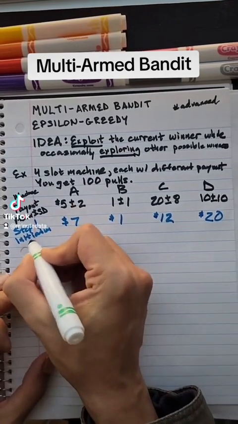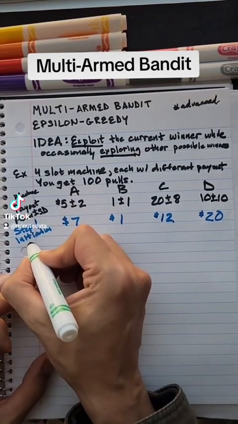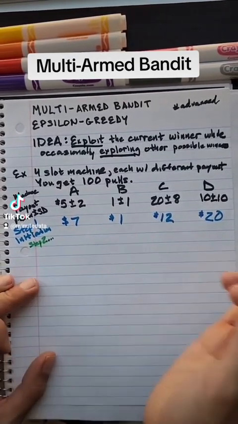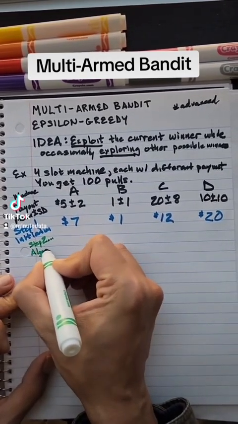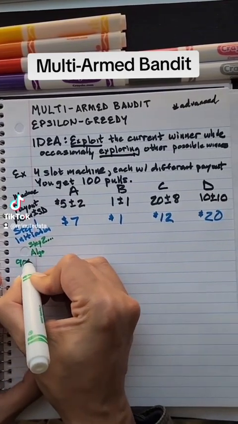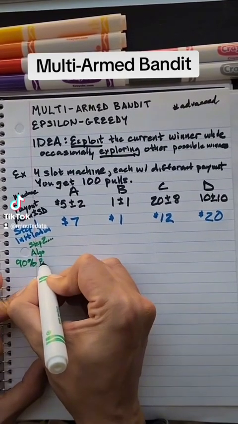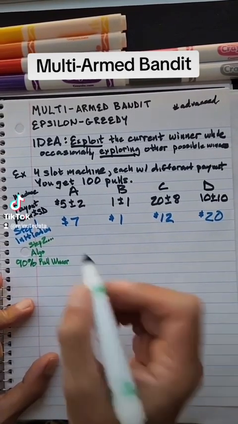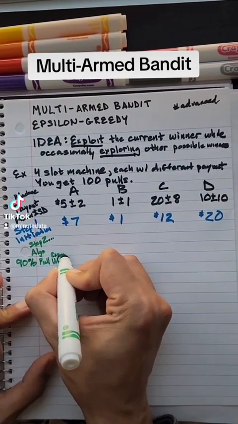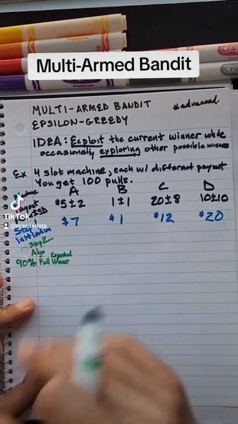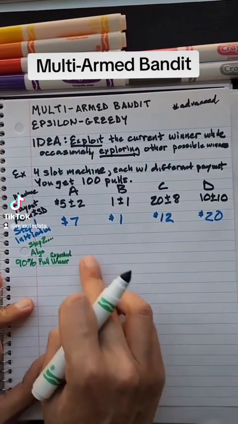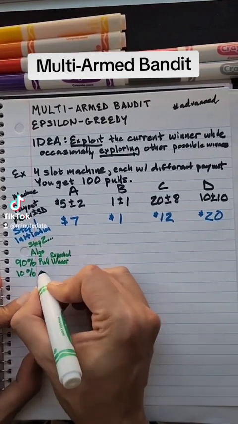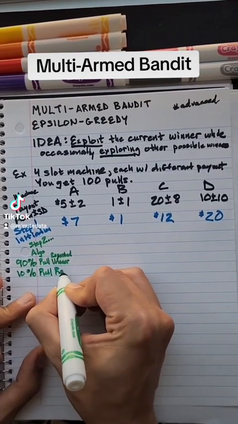Now, step 2 onward is going to be the algorithm. The algorithm is that 90% of the time, pull the winner. I think it's better to say expected winner, based on historical data that you've seen from all your previous pulls. You pull the expected winner 90% of the time, and then 10% of the time, you pull randomly.